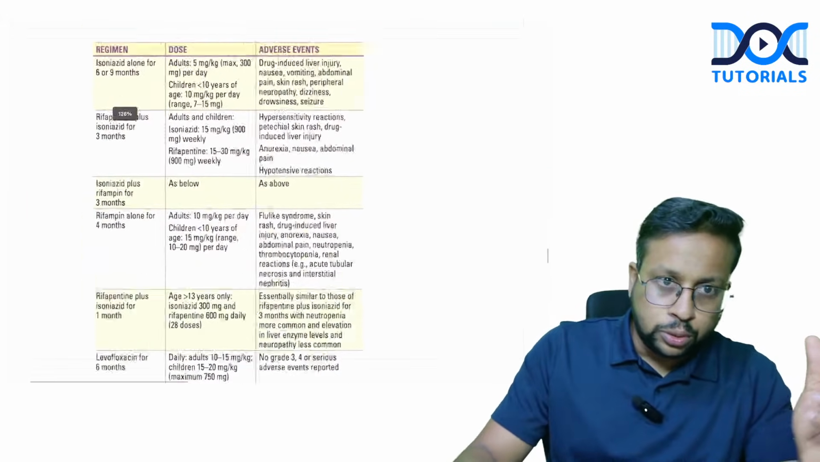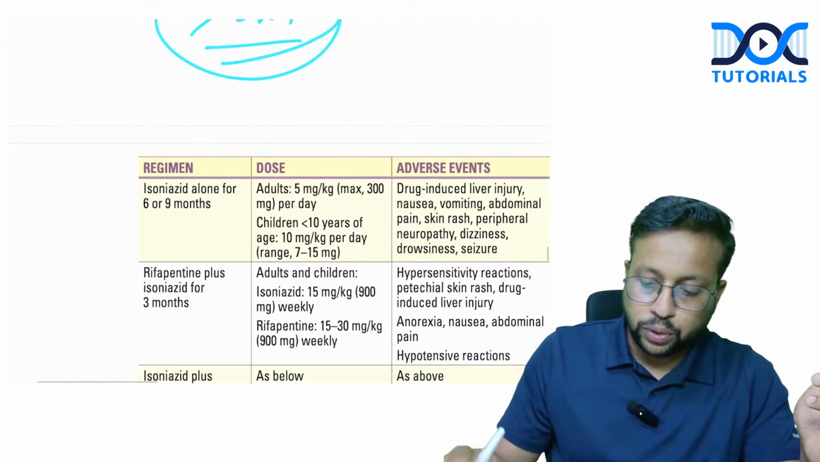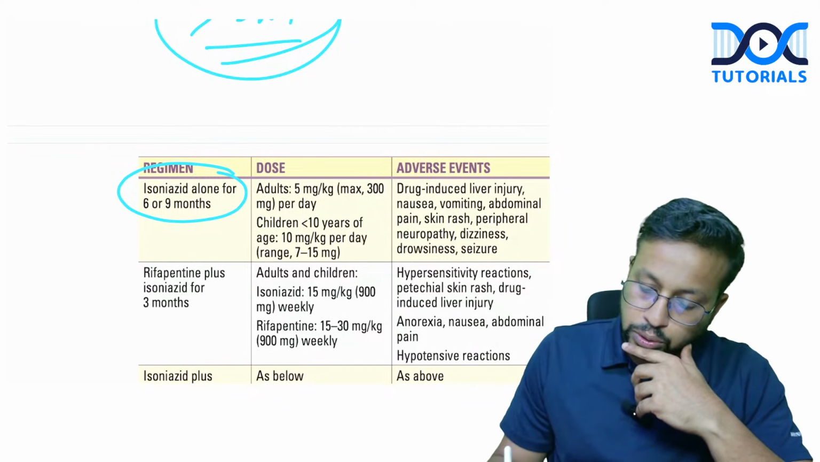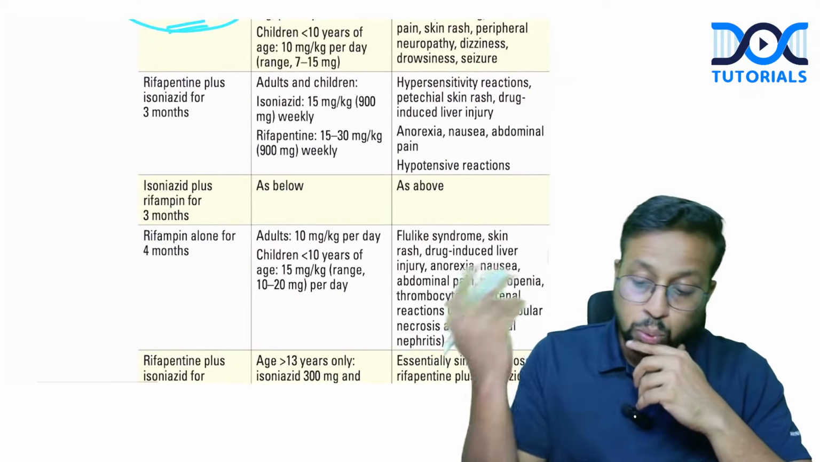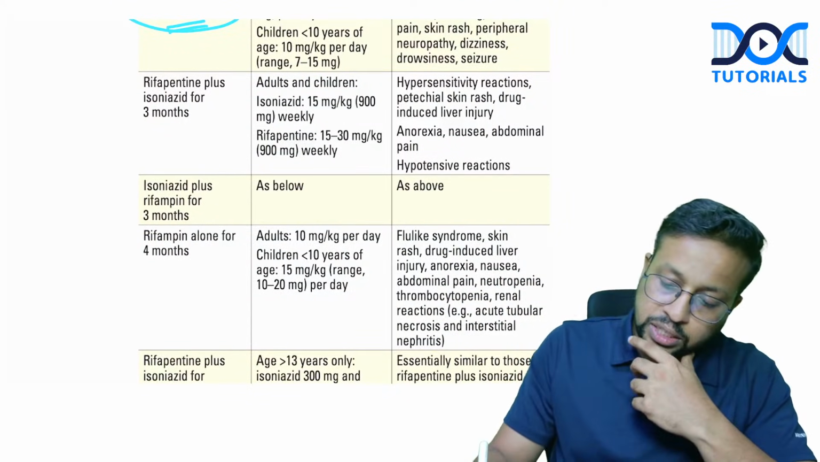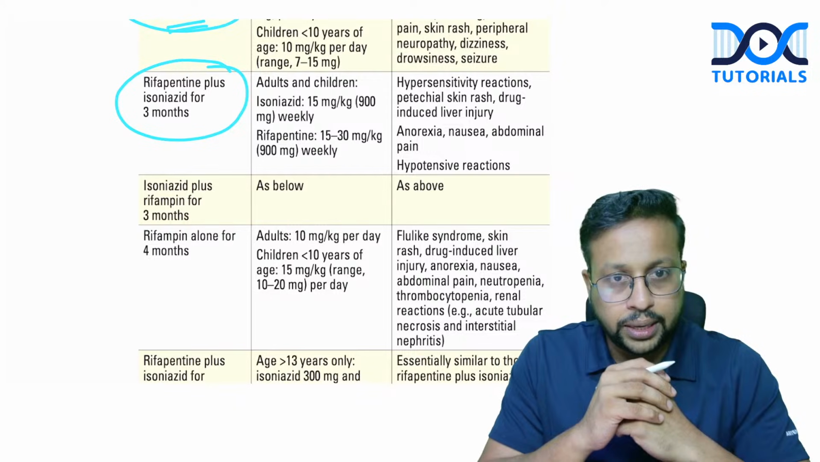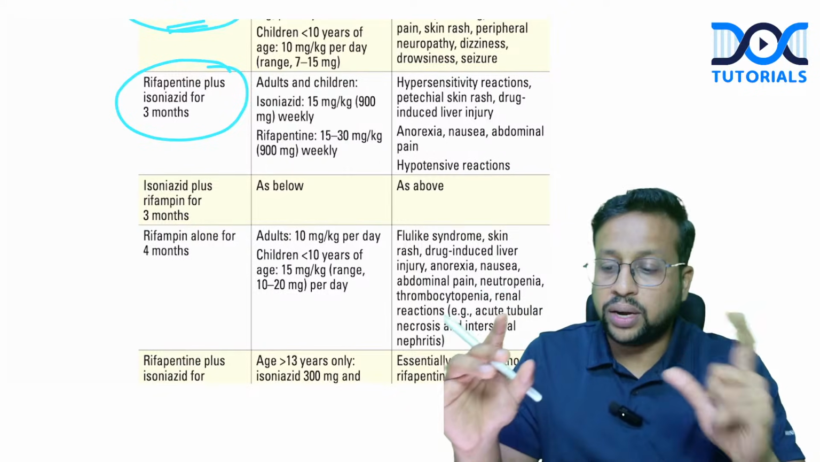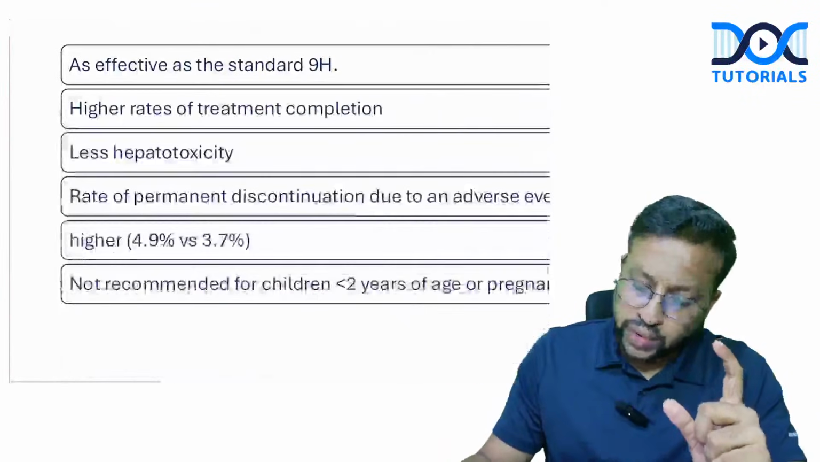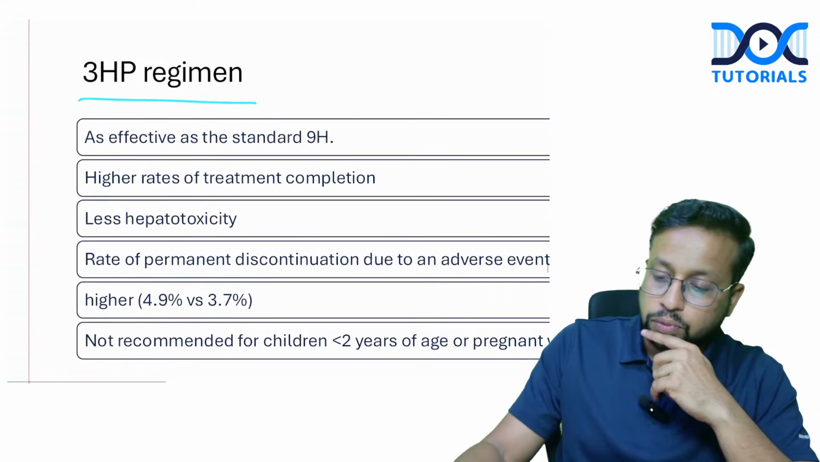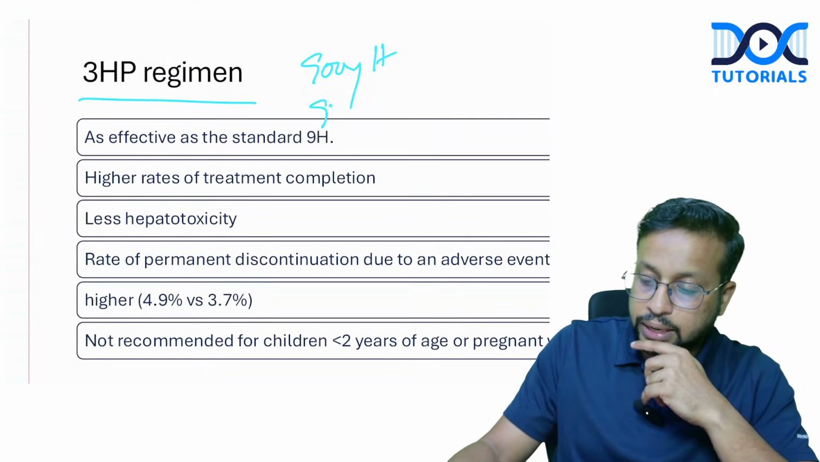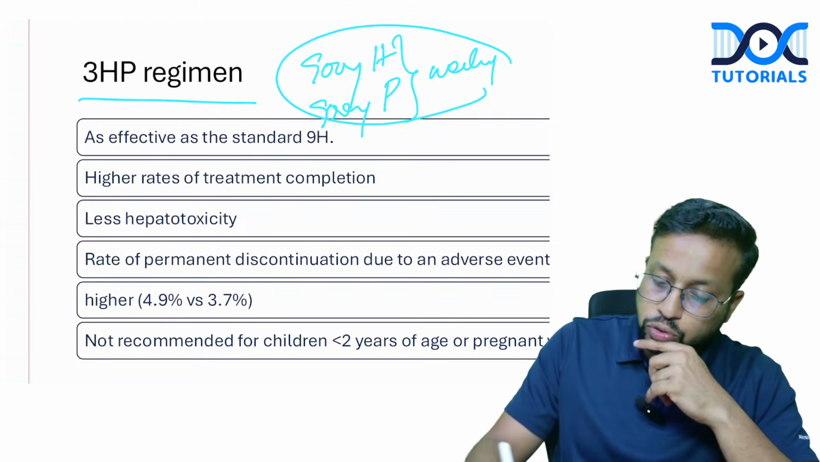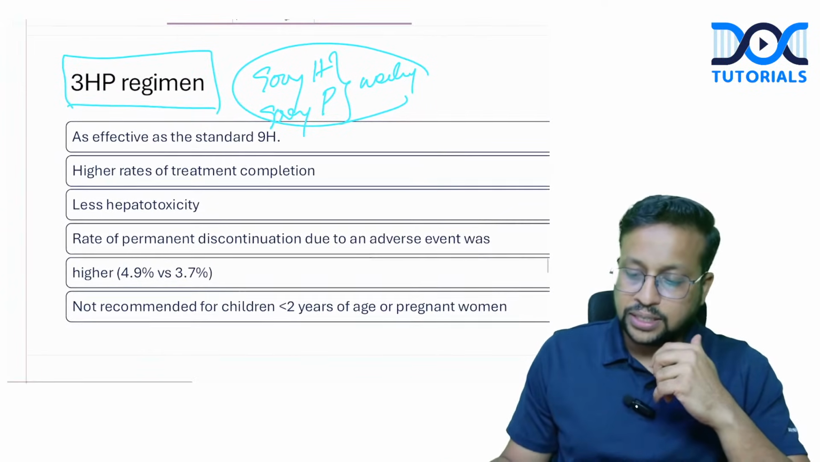Previously we used isoniazid as the treatment for tuberculosis infection or latent TB infection. For 6 to 9 months, we used to give isoniazid alone. New regimens have come. One of the new regimens is rifapentine plus isoniazid, where you give high doses, but they are given weekly. So it's given as a weekly regimen. This regimen of 900 milligrams of INH and 900 milligrams of rifapentine given weekly is called the 3HP regimen. It is now considered a standard regimen.